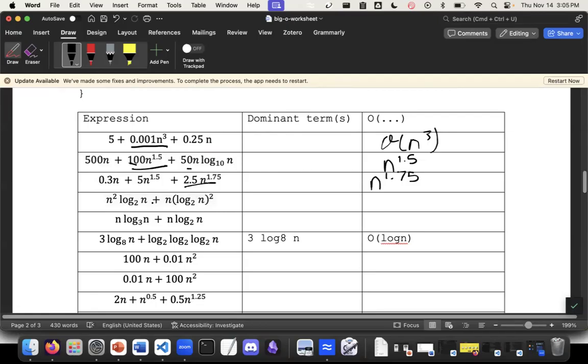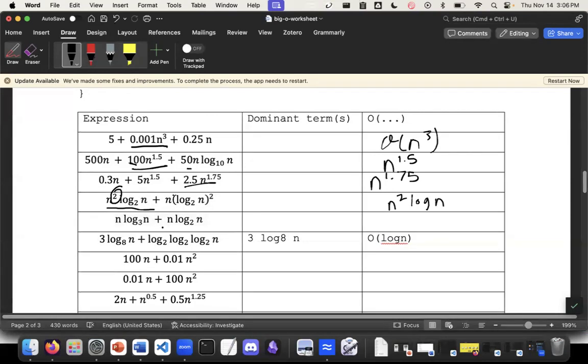The second one? Let me double check that. N squared log 2n. Yeah. No, we didn't get it wrong. Can you explain why it would be the first one, second? N is squared. N squared trumps n. Oh, okay.